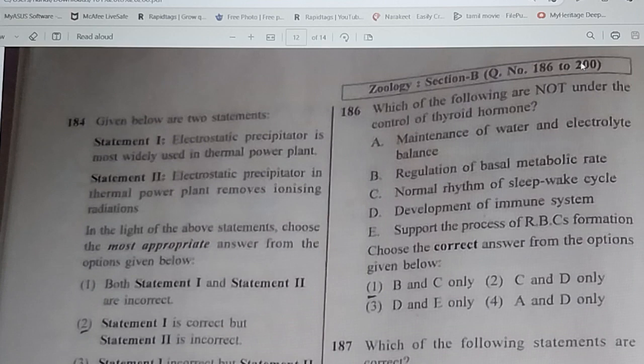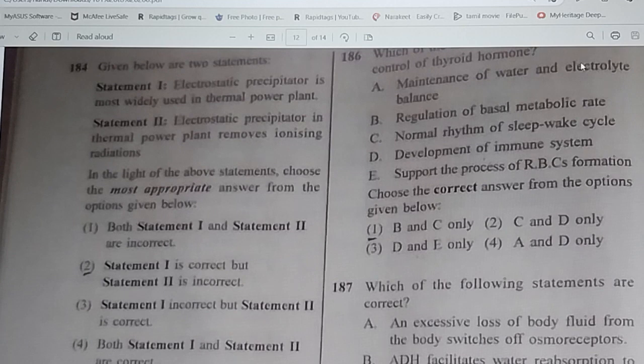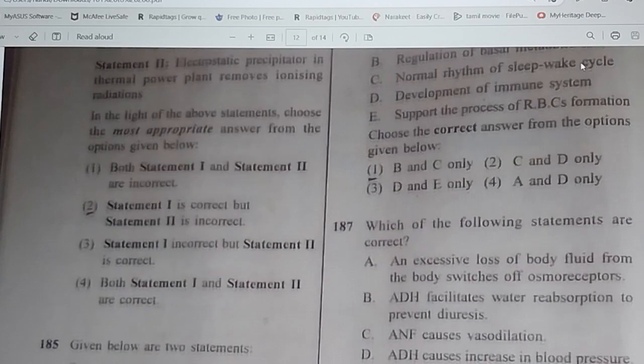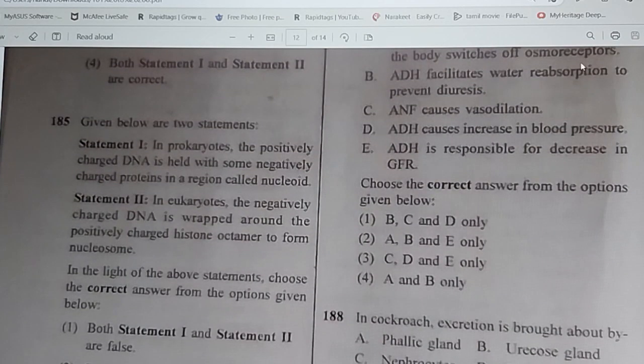184. Statement 1, electrostatic precipitator is most widely used in thermal power plant. Yes. Statement 2, electrostatic precipitator in thermal power plant removes ionizing radiation, not. It removes particulate matter only. So statement 1 is correct, statement 2 is incorrect. Then 185.